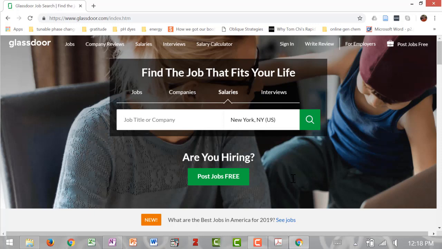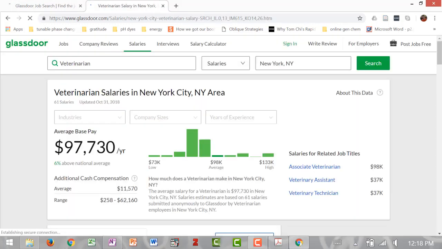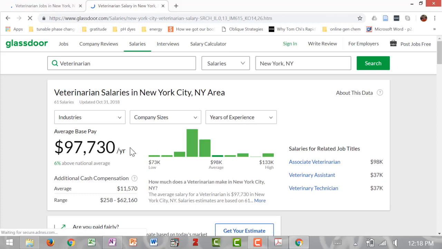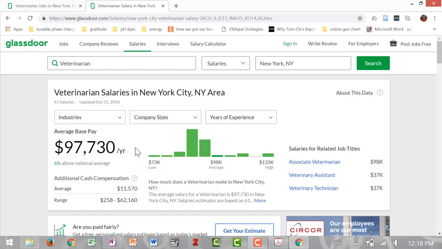Well, veterinarian. Now, this is interesting because of the autocomplete. So we'll look at veterinarian, then we'll go back and say the vet school didn't work out, but I still love working with those animals. Let's see the other ways I could do that. Veterinarian in New York City. Average base pay, $100K. Additional cash compensation. I don't know what this is. Okay, so the range is from 73 to 133. And then there are a couple of comparisons here.